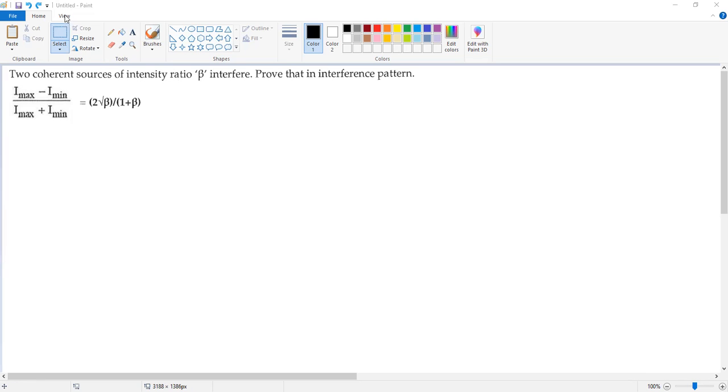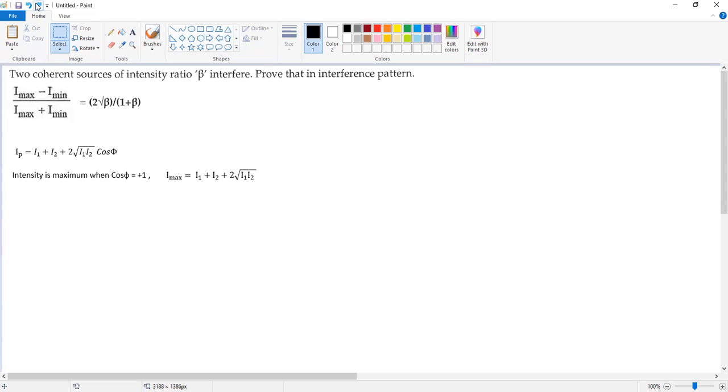So we have a formula for finding the intensity of maxima or minimum or general intensity at any point on the screen with two different intensity light sources undergoing superposition. General formula is intensity at any point is I1 plus I2 plus 2 times root I1 I2 cos phi, where phi is the phase difference between the two light rays.